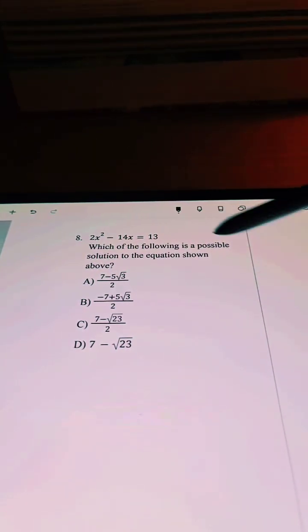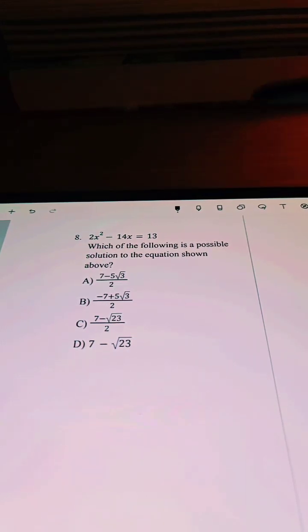So we have this quadratic right here, and we want to know a possible solution to the equation shown above.